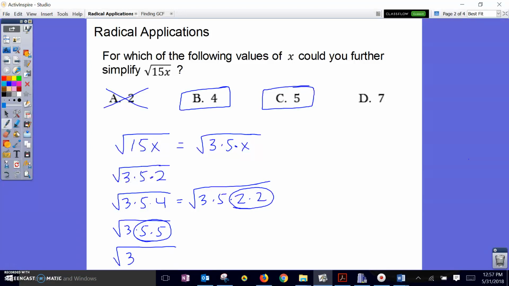And let's try out the last one, put a 7 in there for x. I don't have any matching factor pairs, so that one doesn't work. So in this problem, there are 2 values of x for which I could further simplify it, and they are 4 and 5.